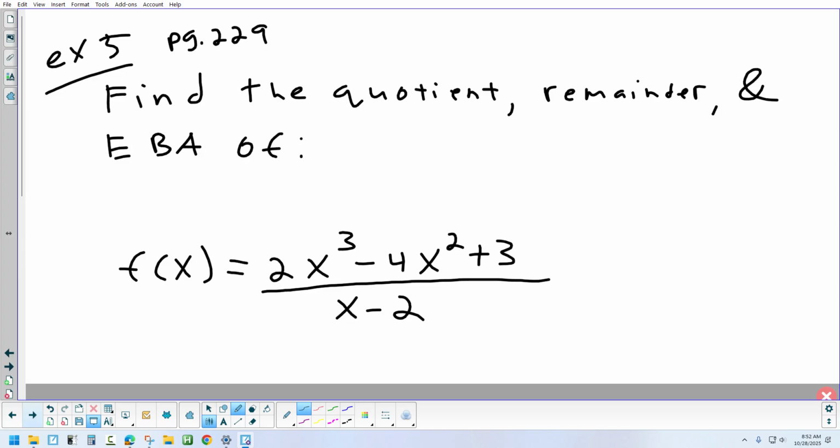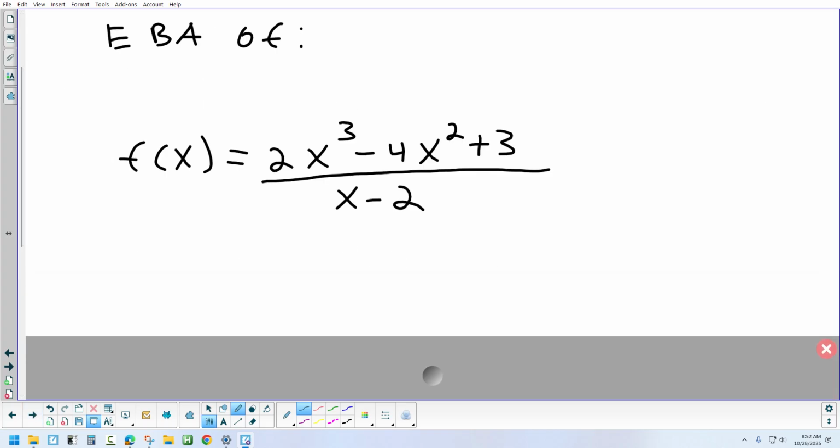Okay, so quotient, remainder, and EBA. So it's definitely a division problem. First question is, does synthetic division apply? Can we use that here? What do you think, Marcelo? Yes, we can, because we are dividing by x minus a number. And Marcelo, when I do the synthetic division, what number goes on the outside? 2. 2, good. And what numbers go on the inside? 2, -4, 0. Yep. 3. And 3, perfect. 2, -4, 0, and 3.